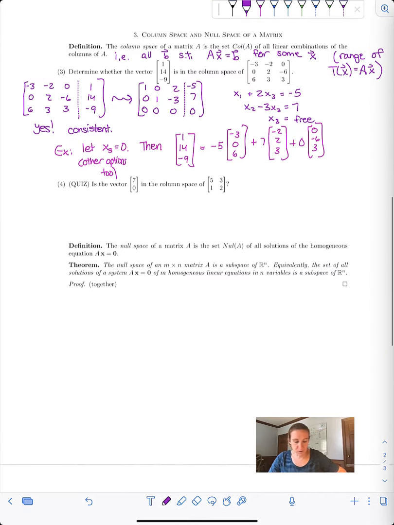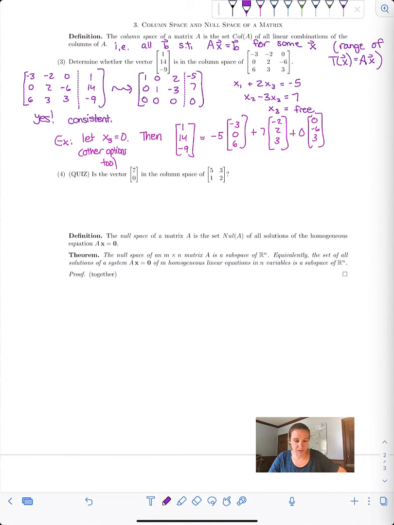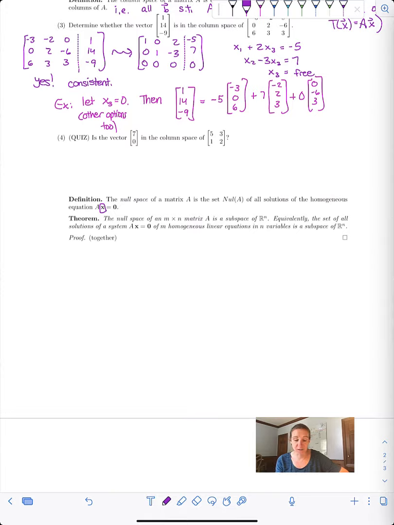Okay, so null space is a related thing, but this time instead of looking at the columns of A or the span of the columns, now we're actually looking at inputs. We're looking at what x's can be multiplied by A to get 0. And this is in fact a subspace of Rn, and it is called the null space. The set of all solutions to Ax equals 0 is a subspace, so let's go over that proof.